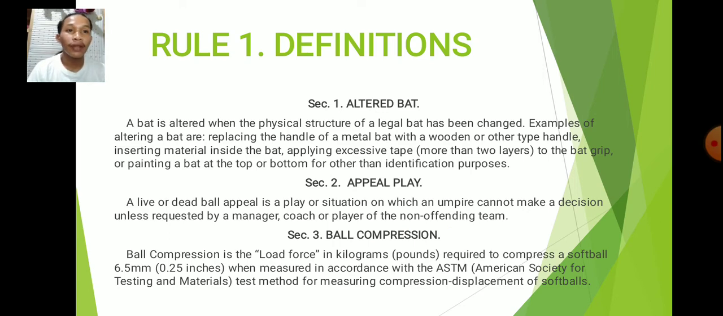Rule number 1, definitions. Section 1, altered bat. A bat is altered when the physical structure of a legal bat has been changed. Examples of altering a bat are replacing the handle of a metal bat with a wooden or other type of handle, inserting materials inside the bat, applying excessive tape, more than 2 layers, to the bat grip, or painting a bat at the top or bottom for other than identification purposes.